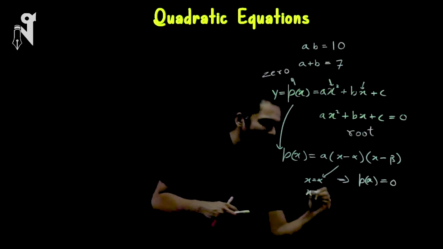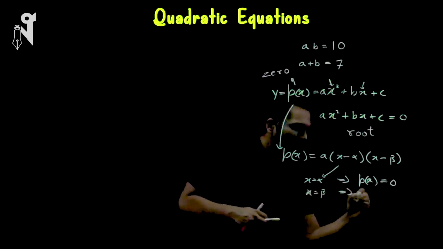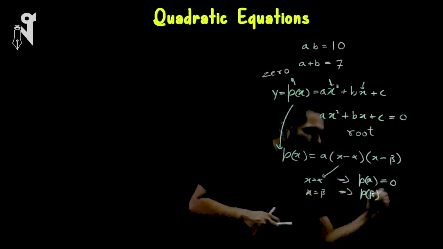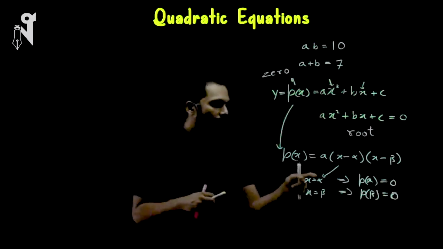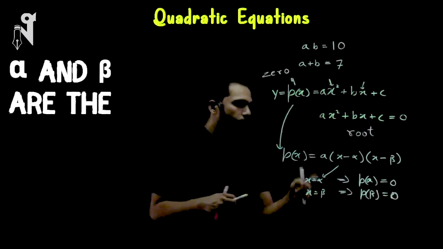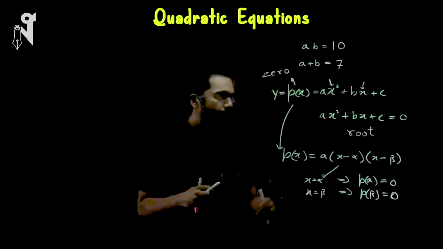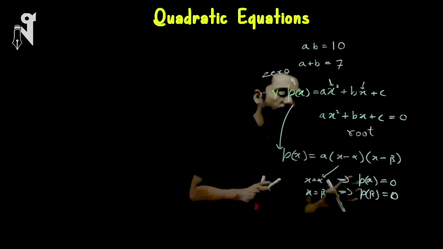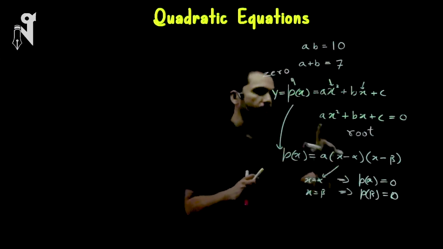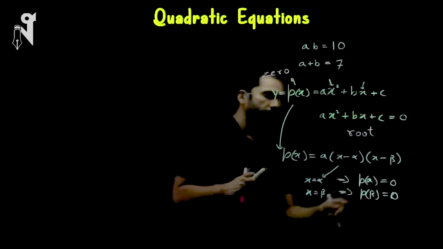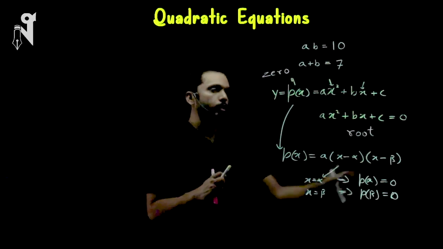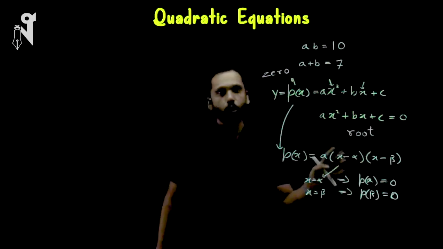Similarly, when you put x is equal to beta, you'll get the polynomial value again as 0, meaning to say alpha and beta were the two zeros of this polynomial. So this is how we have been doing so far, factorizing a certain quadratic polynomial into two linear factors and equating it to 0, which might not be possible in all the cases.